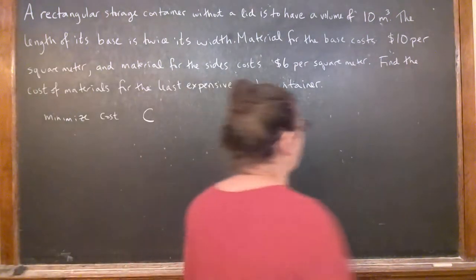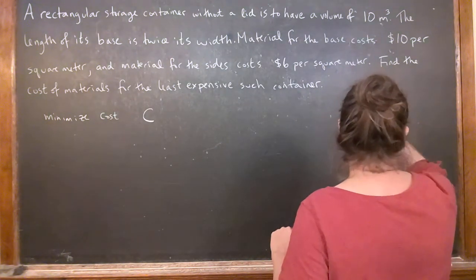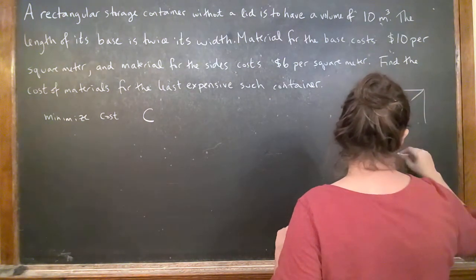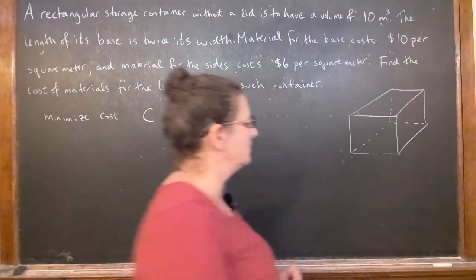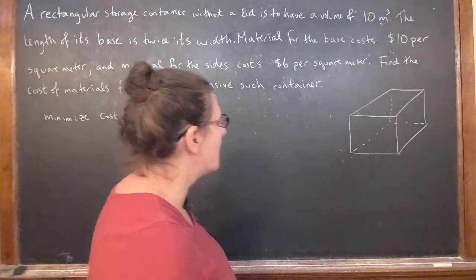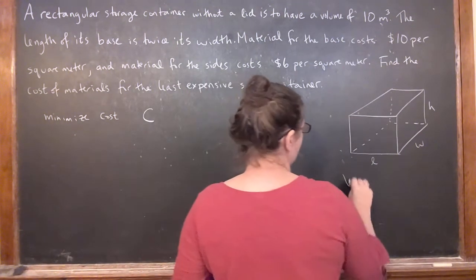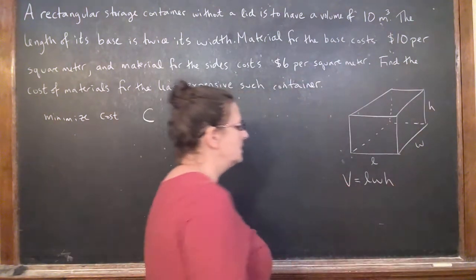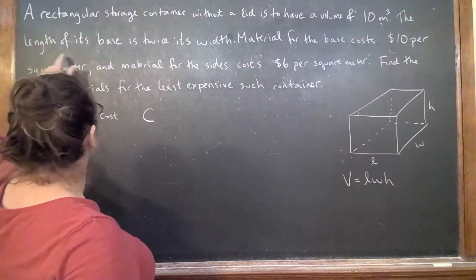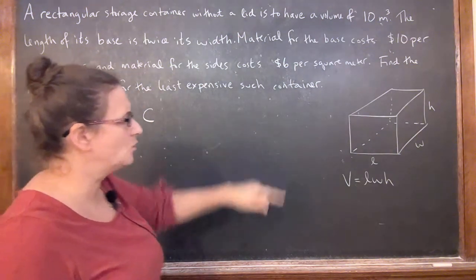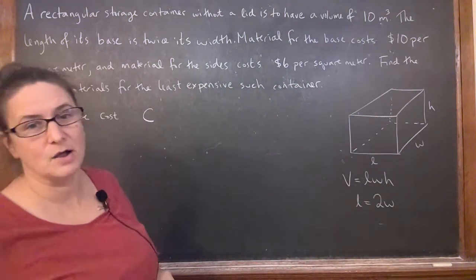So first of all, let's figure out what our box looks like. You can just think about this like an empty box without a lid, like a shoe box, right? So if I have some general box, sorry, it's such a bad drawing, we've got length, width, and height, right? We know that the volume is length times width times height. They also told us that the length of its base is twice its width. So length is 2W.